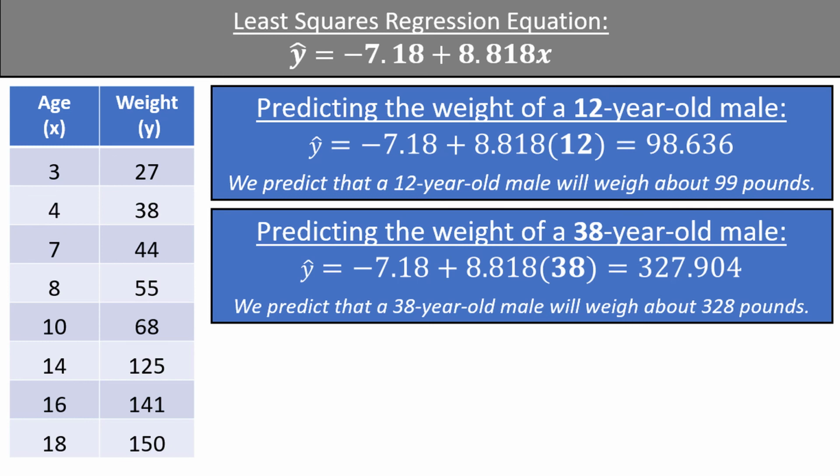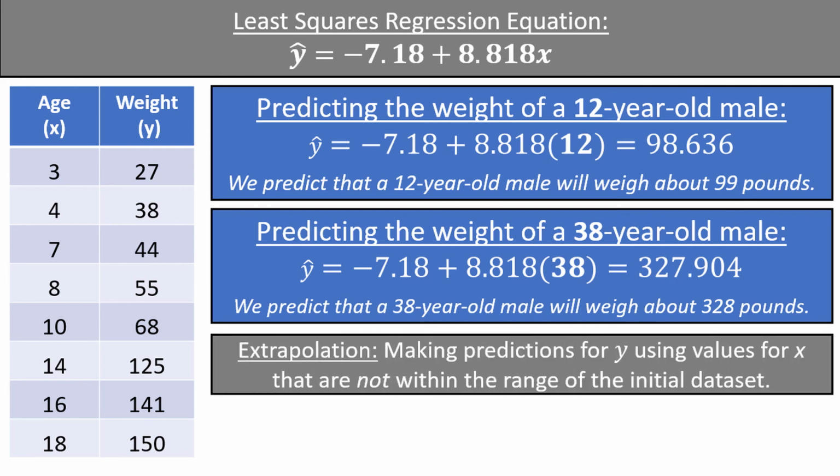Most 38-year-olds are not 328 pounds. Remember that our dataset was made up of children from the age of 3 to 18. We are now using the model to try to predict the weight of someone aged 38, way outside of the range of ages used to build the model. In general, when we try to make predictions for y using values for x outside of the range of the initial dataset, we call that extrapolation. The predictions made using extrapolation should be evaluated with caution, as they will oftentimes be inaccurate.